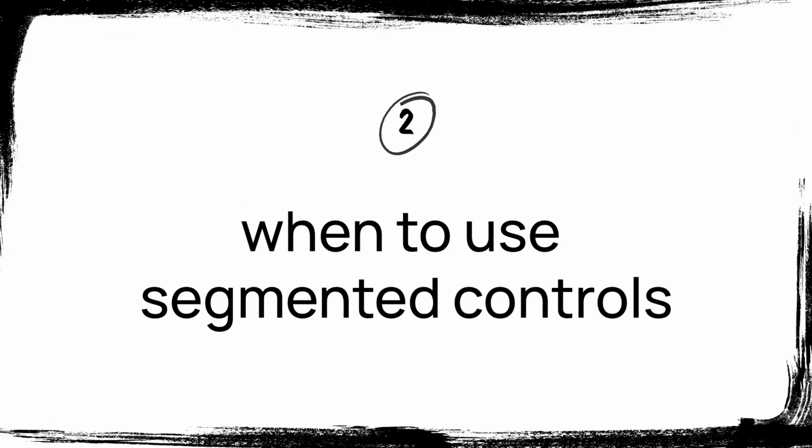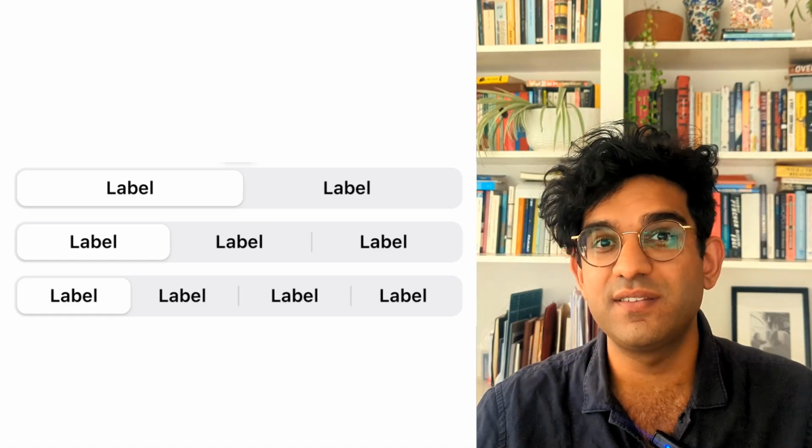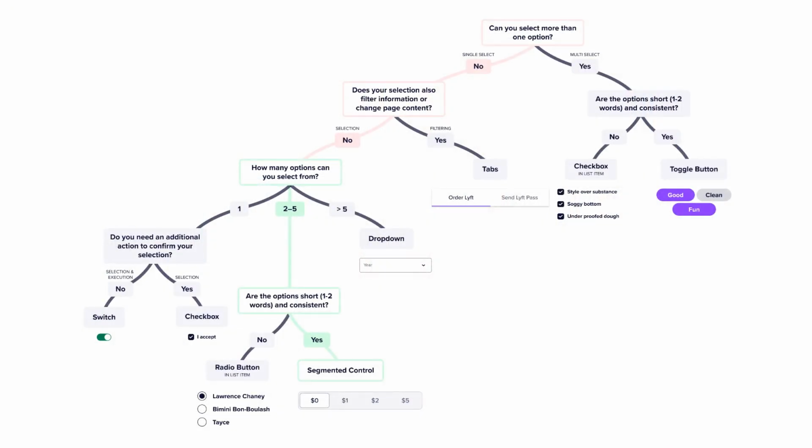The second article on this list also comes from the Lyft Design team, and it's a similar format. It's a flowchart, and this time it's about segmented controls. So a segmented control, you see it a lot on iOS. It's kind of like a tab indicator, and this article takes you through all the different options for when you can use different types of segmented controls. So both of these articles are really short to read and a really good reference point.